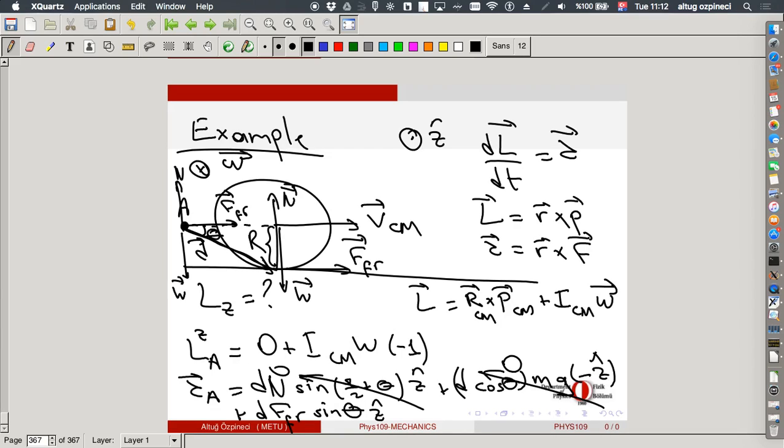But still we have one more term left. So the torque with respect to this reference point A is non-zero. There is an external torque acting on my system if I calculate the torque relative to the point A. So the angular momentum is not conserved. It will be changing in time.